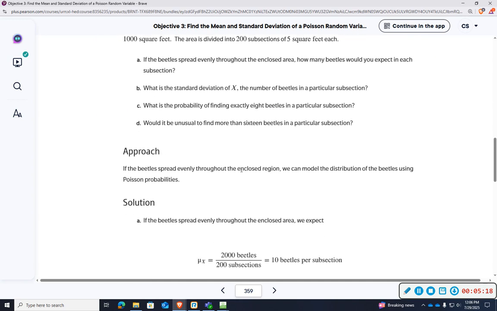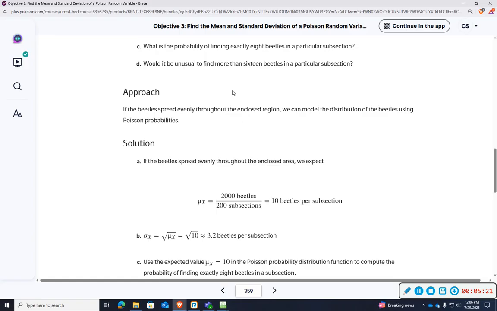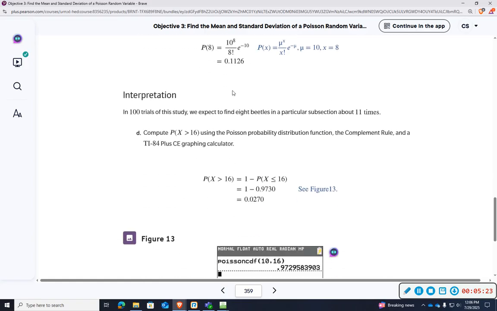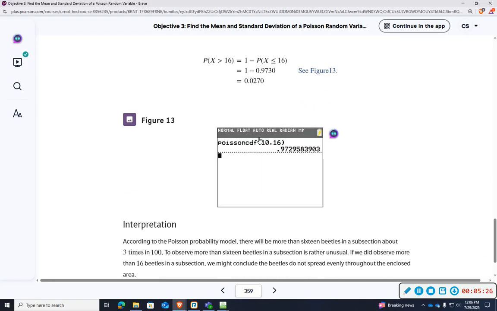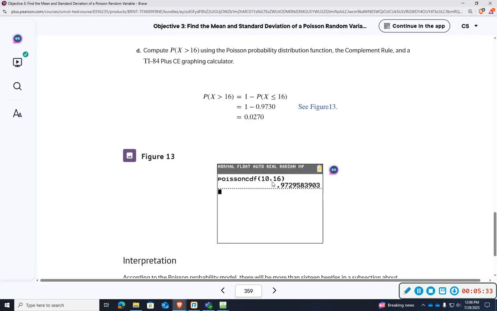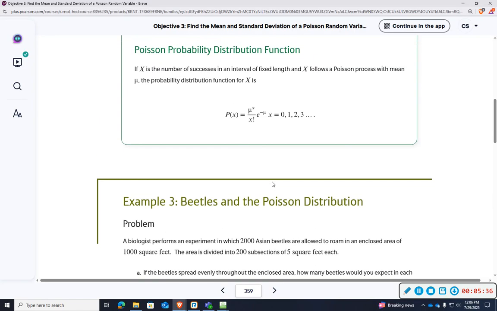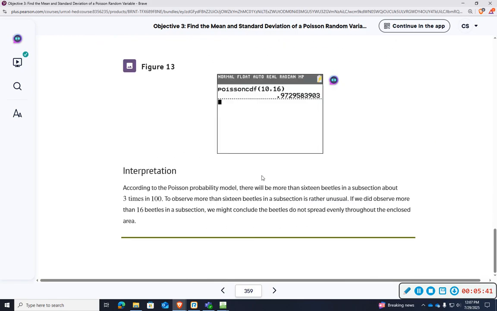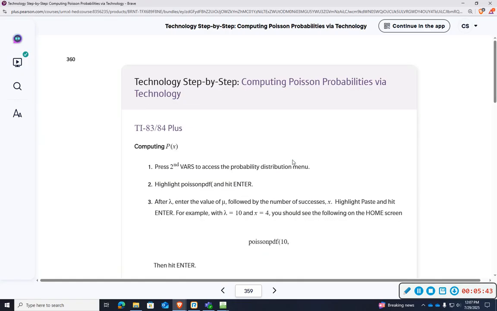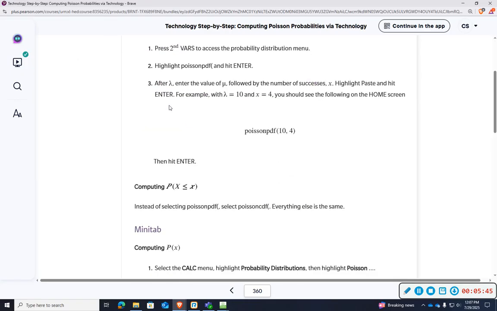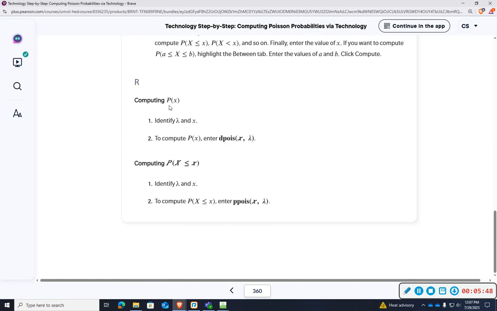And then here are just some more examples, approach and solutions, and then interpretation. When we do this, we're going to be using either the calculator or StatCrunch, probably StatCrunch, and I will show you how to compute the probability. You won't have to use this formula, but it's good to know what it looks like. And I think that will cover all the objectives. This just goes over how to enter it into your calculator. And so with that, we're going to jump into MyMathLab and start working a few problems.